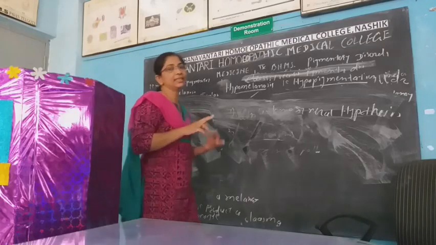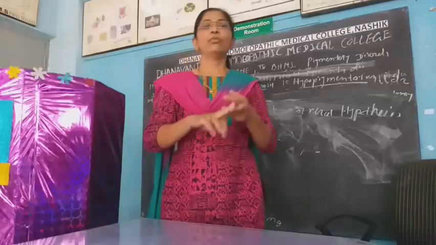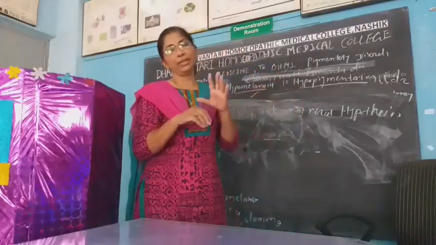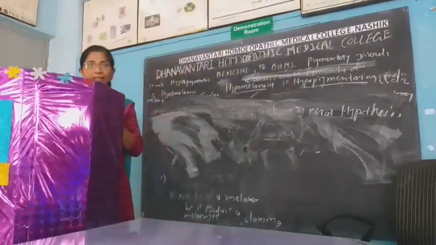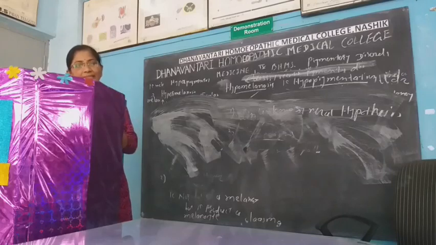So how does it present? Patchy loss of the skin color, milky white color of the skin, hair color is also lost in those patches, and sensation is normal in those patches. This is the presentation of vitiligo.